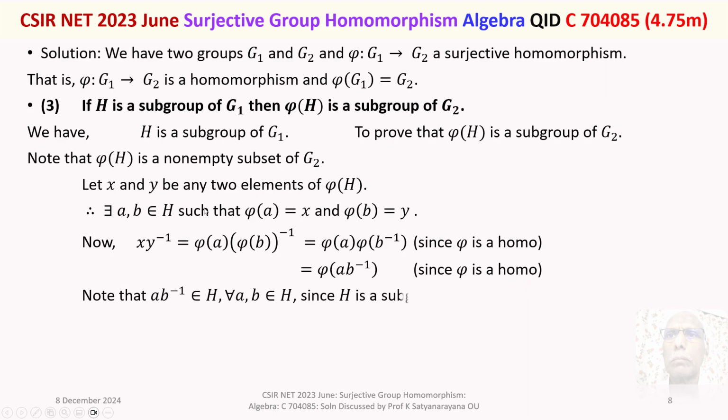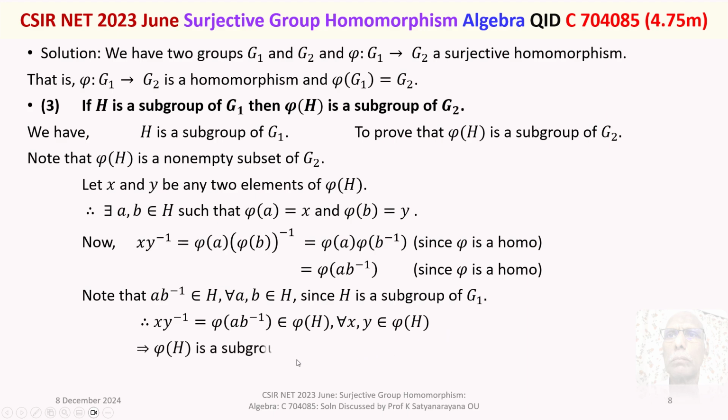Now, where are these a and b? A and b are in H. What is H? H is a subgroup. Therefore, a b inverse also belongs to H, for all a, b belonging to H, since H is a subgroup of G1. So, phi of a b inverse belongs to phi of H. Thus x y inverse is equal to phi of a b inverse, which belongs to phi of H, for all x, y belonging to phi of H. This is a necessary and sufficient condition. Therefore, phi of H is a subgroup of G2. Thus, option 3 is true.